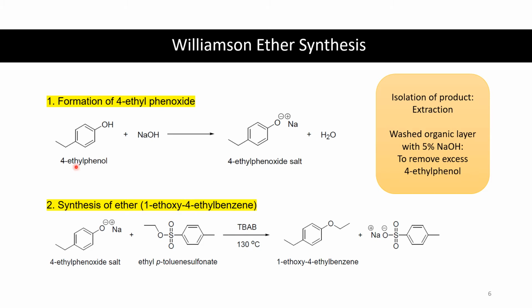In our lab, we used 4-ethylphenol and converted it to a phenoxide by reacting it with sodium hydroxide. And then it was reacted with ethyl p-toluenesulfonate to prepare this ether. And remember, we used this reagent called TBAB, which was a phase transfer catalyst. This is a specific reagent that you should remember the purpose of.